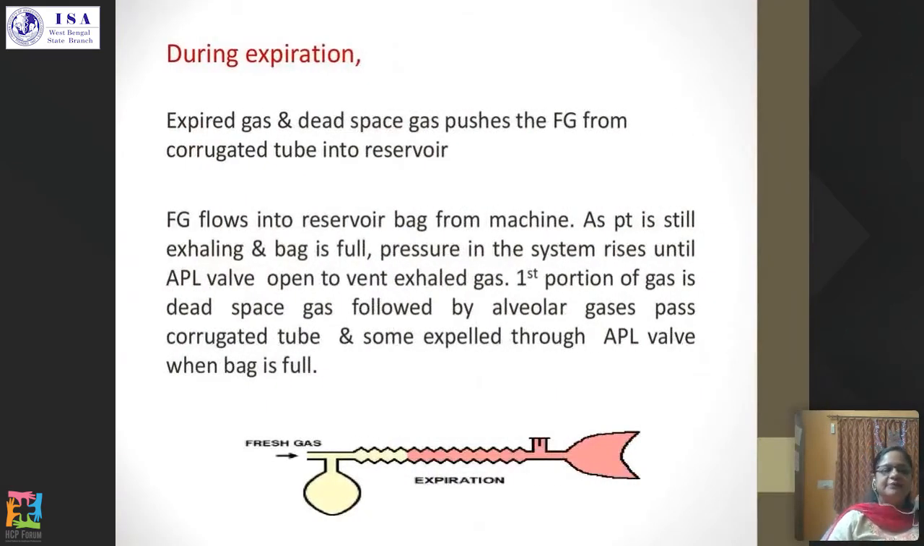Next is the expired gas. During expiration, the expired gas and the dead space gas push the fresh gas from the corrugated rubber tube into the reservoir. The fresh gas flows into the reservoir from the machine. As the patient is still exhaling and the bag is full, the pressure in the system rises until the APL valve opens to vent the exhaled gas. The first portion of the gas is dead space gas, followed by the alveolar gas, which passes through the corrugated tube, and some is expelled through the APL valve.